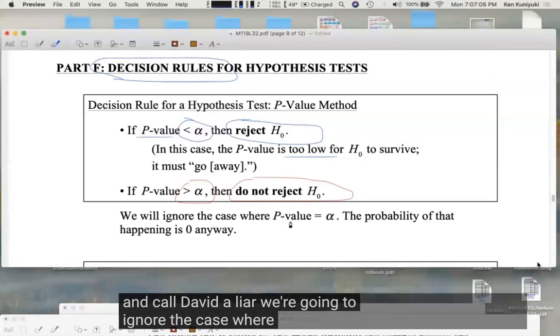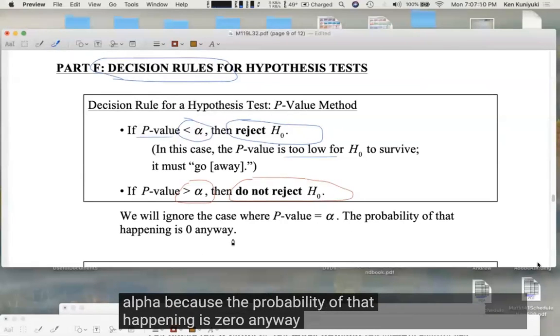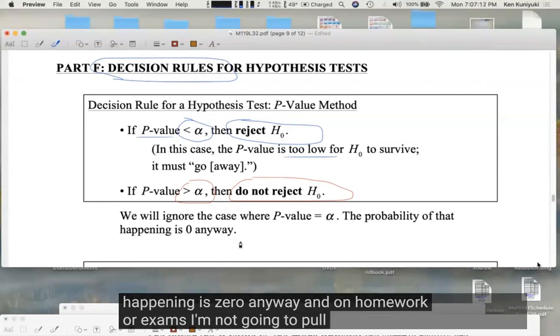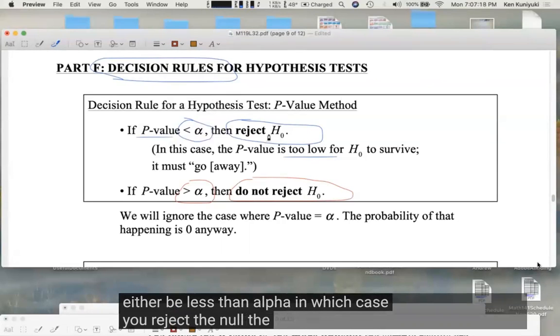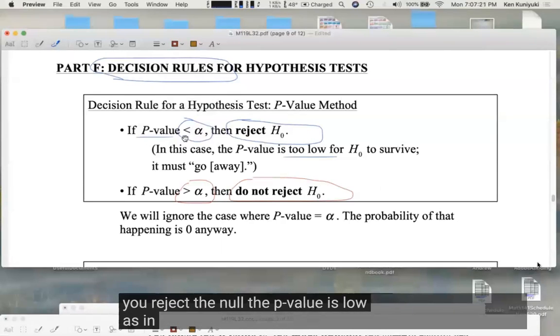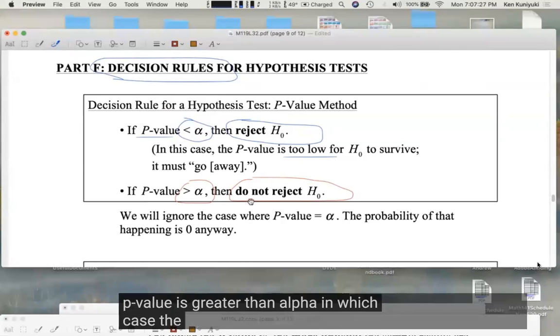We're going to ignore the case where the p-value equals alpha because the probability of that happening is 0 anyway. And on homework or exams, I'm not going to pull that stunt on you anyway. The p-value that you end up with will either be less than alpha, in which case you reject the null. The p-value is low, as in lower than alpha, so you reject the null. The null must go away. Or the p-value is greater than alpha, in which case the null does not have to go away. We do not reject the null.